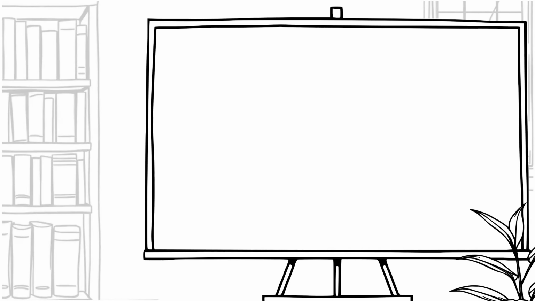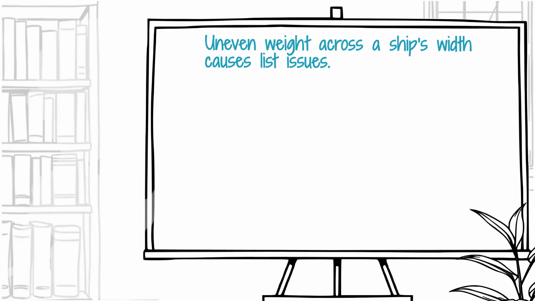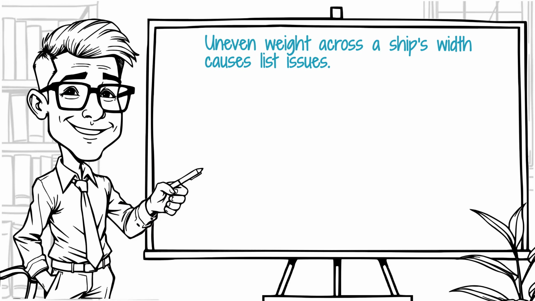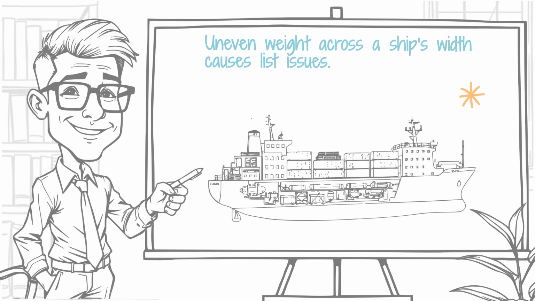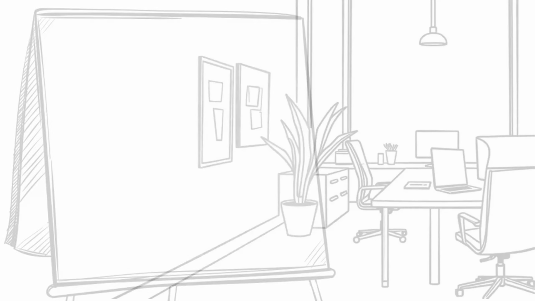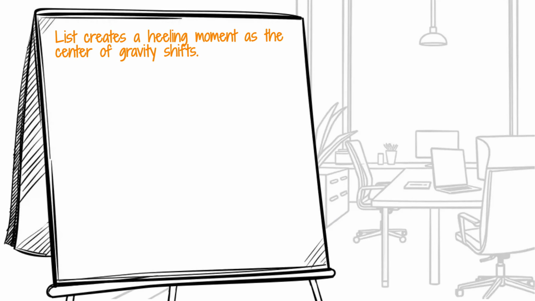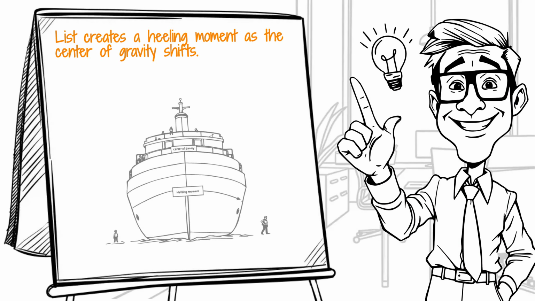The primary reason for list is uneven weight distribution across the ship's width. This can be caused by uneven loading or discharge of cargo, unequal amounts of fuel or ballast water in port and starboard tanks, or the accidental shift of cargo. When the ship is listing, the center of gravity, G, shifts horizontally off the centerline towards the low side, creating a heeling moment, a moment that causes the ship to tilt further.